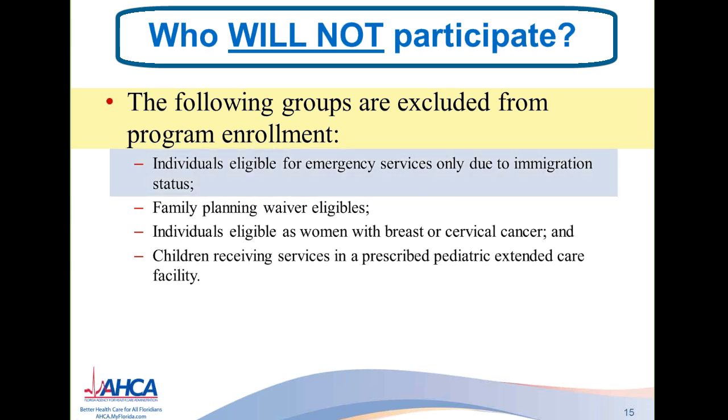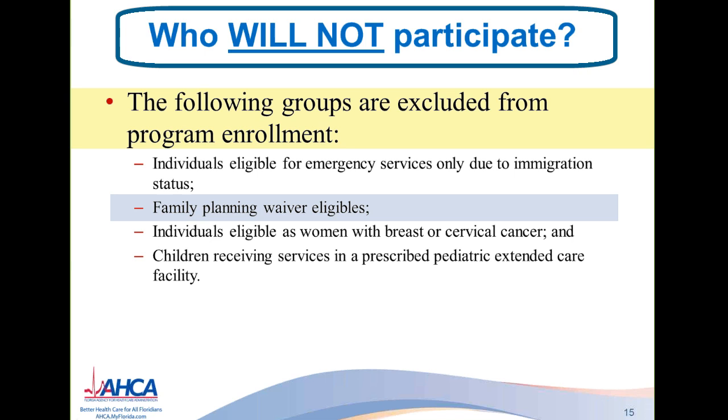Those are individuals that are eligible for emergency services only due to immigration status, and that's because they are a short-term enrollee in Medicaid, and they also have a very limited benefit package. They're really only eligible for emergency services, so they're not going to be eligible for managed care. Also excluded are individuals that are eligible through the family planning waiver, and again, they have a smaller service package because their services are limited to those around family planning.